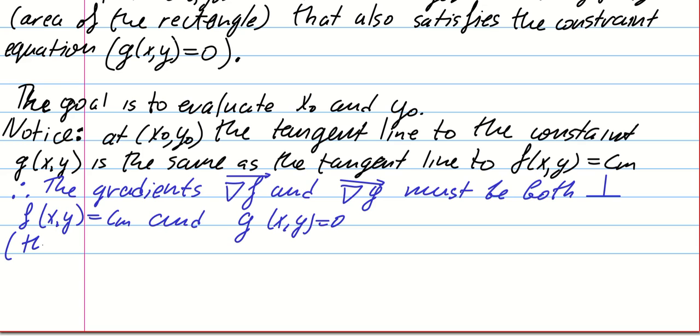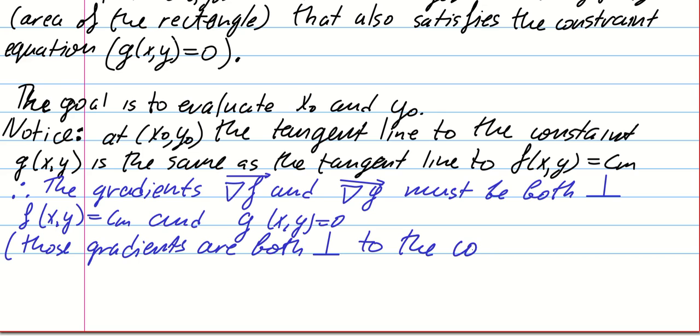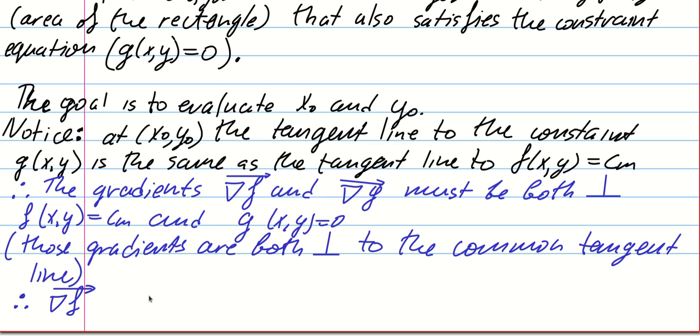So why? Because those gradients are both perpendicular to the common tangent line. That's why. So what is the conclusion from this expression? Since the gradient of f and the gradient of g are both perpendicular to the common line, then they have to be parallel.